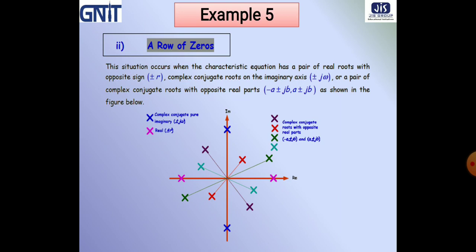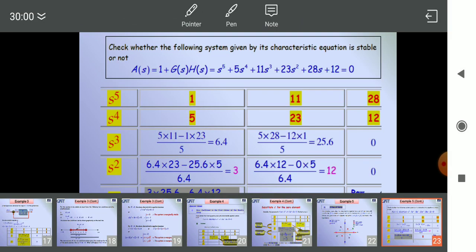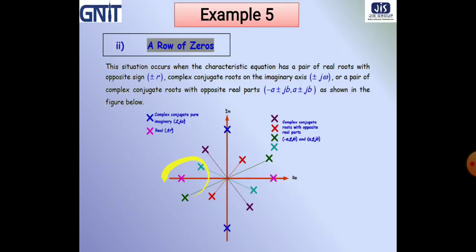Just see the pink color. This is one root and this is one root. The two roots are opposite to each other in sign but not in magnitude. One is on the positive real axis, one is on the negative real axis. So these two poles are opposite, and this green color says these are opposite. If this situation arises, then there will be a chance of a row of zeros occurring in the Routh array.